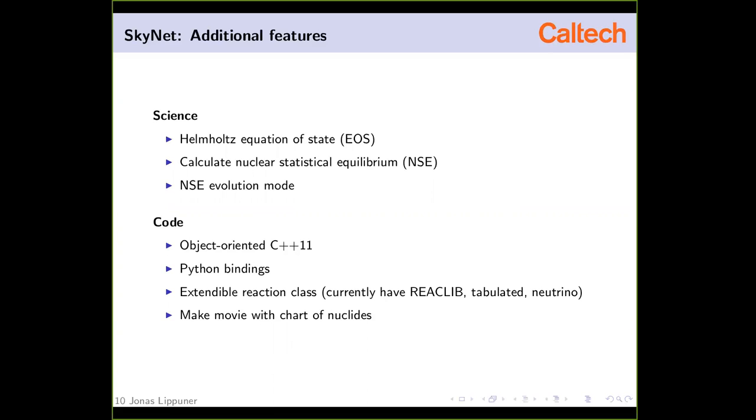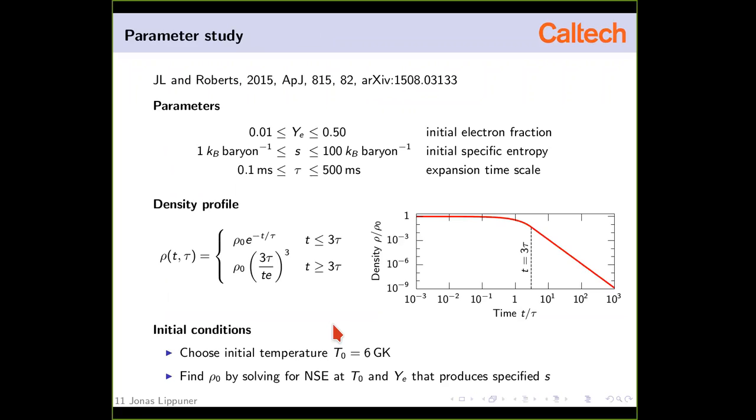And because it's object-oriented C++, it's very easy to extend. We already have different types of reaction classes included in Skynet, for example reactlib reactions or tabulated reactions, which are just tabulated as a function of temperature and Ye. We also have neutrino interactions, where you specify a neutrino distribution function, and then it calculates the actual capture rates at every step. And because it's object oriented, it's pretty easy to extend these and introduce more reaction types. And then finally, there's code to make movies of the nucleosynthesis event, and I will show you some of those in just a moment. All right, so now let's jump into the results.